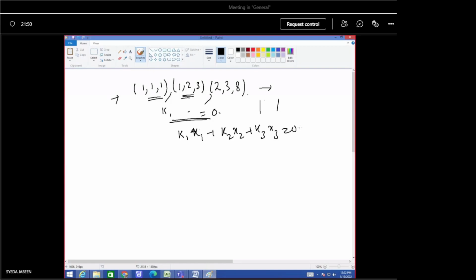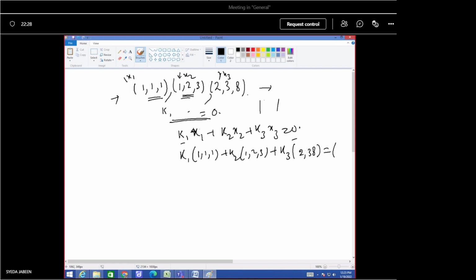So you have this general expression: if the vectors are linearly independent or dependent, there will exist some scalars k1, k2, k3 such that k1 x1 plus k2 x2 plus k3 x3 is equal to 0. This is the property where you have to find the unknowns k1, k2, k3. x1, x2 and x3 are given to you. Now you put these values: k1 times (1, 1, 1), plus k2 times (1, 2, 3), plus k3 times (2, 3, 8) will be equal to 0.